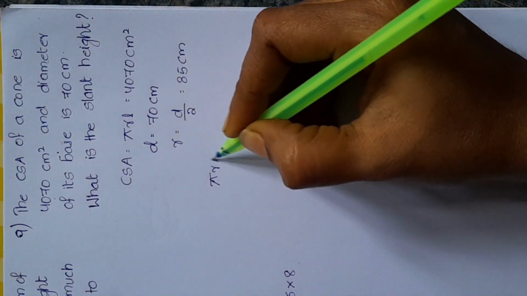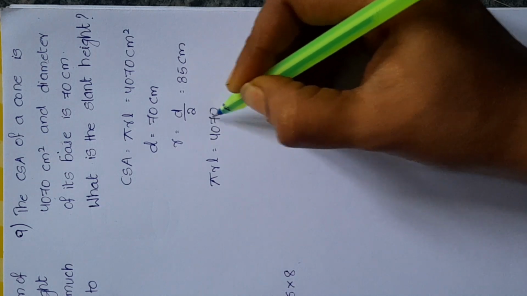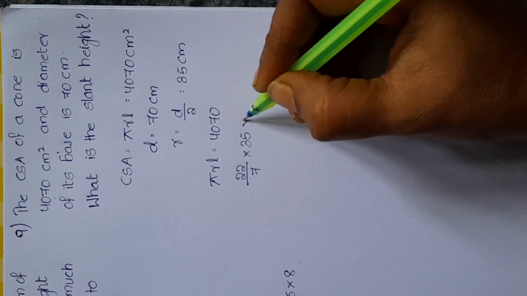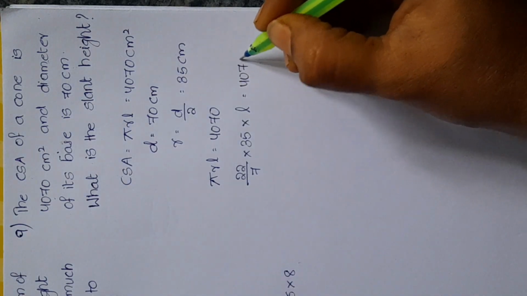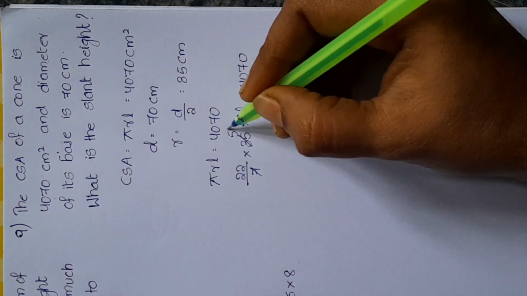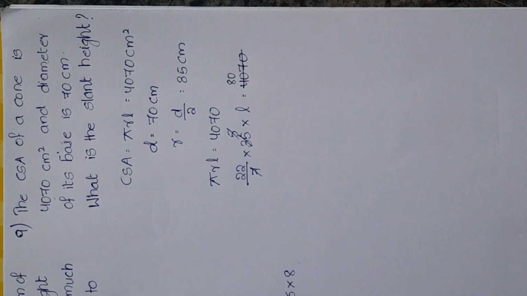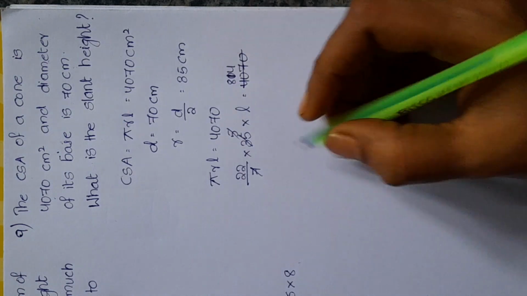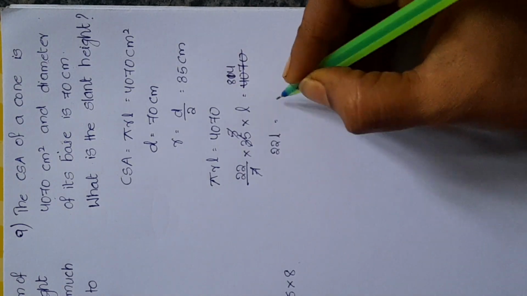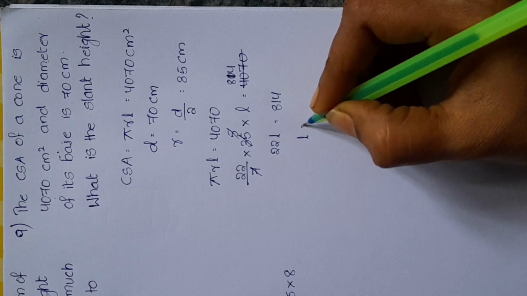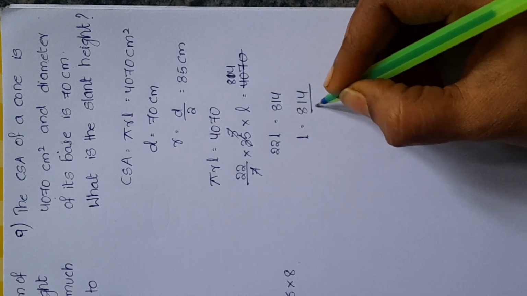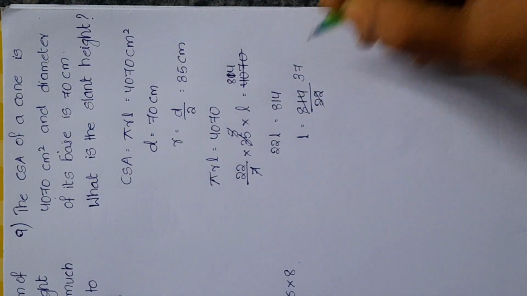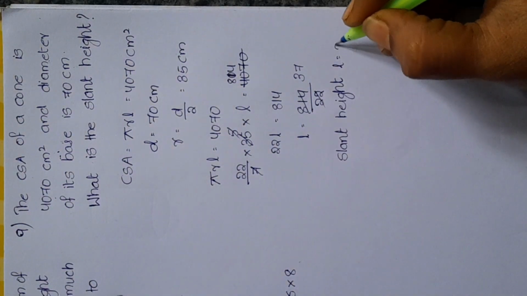Now pi R L is equal to 4070. Pi value is 22 by 7, R value is 35. We should find the value of L. So 4070. 7 5s is 35. 5 1s is 5, 5 8s are 40. 22 L is equal to 814. L is equal to 814 by 22. On cancellation, we get L value as 37. So the slant height L is equal to 37 centimeters.